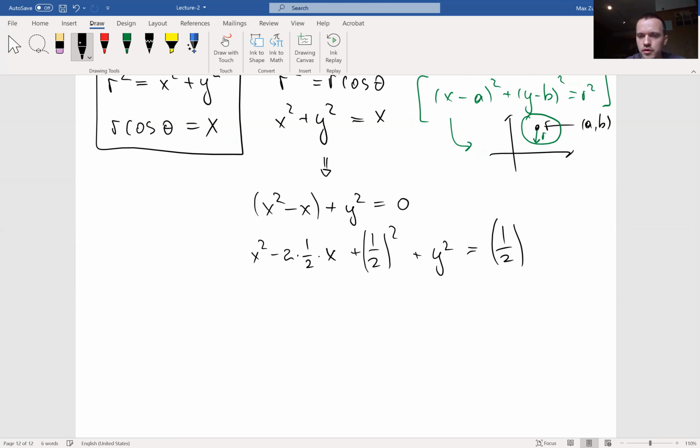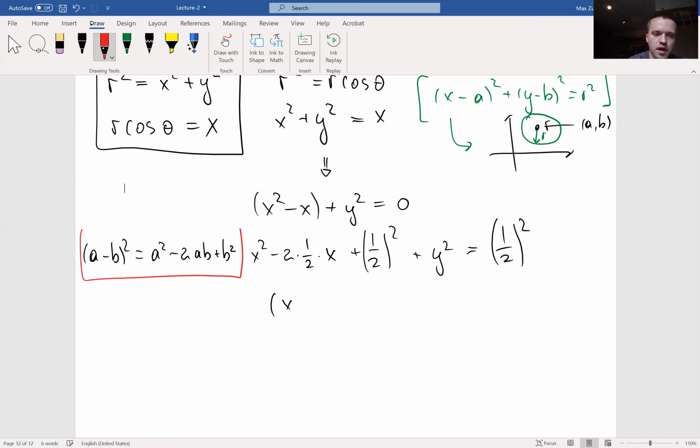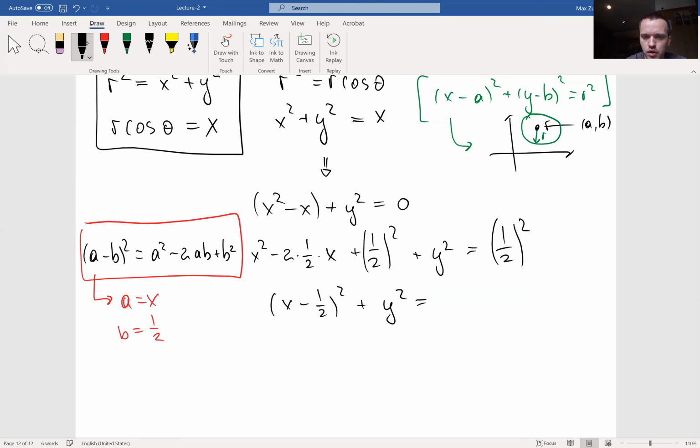1 plus 2 squared. And after that, you can use the formula that (a minus b) squared is equal to a squared minus 2ab plus b squared. And a and b in this case: a is equal to x and b is equal to 1 over 2. So I'm going to have (x minus 1/2) squared plus y squared is equal to (1/2) squared.